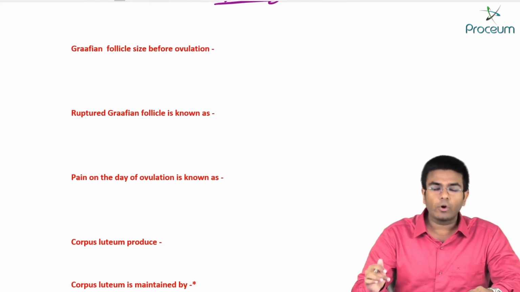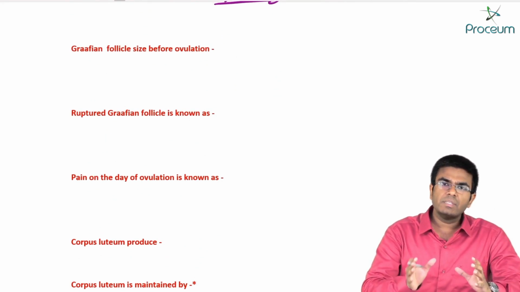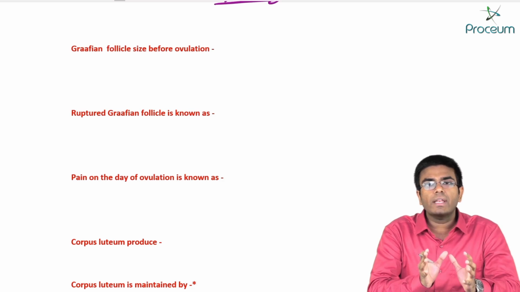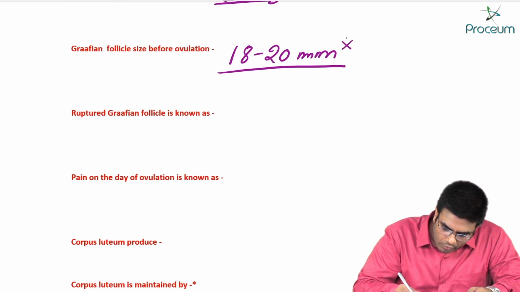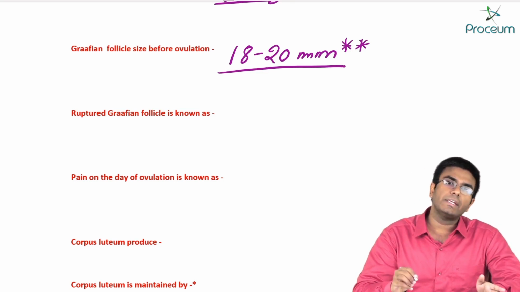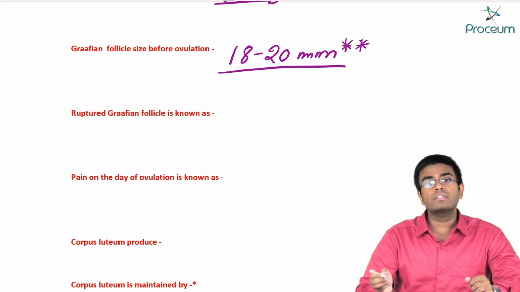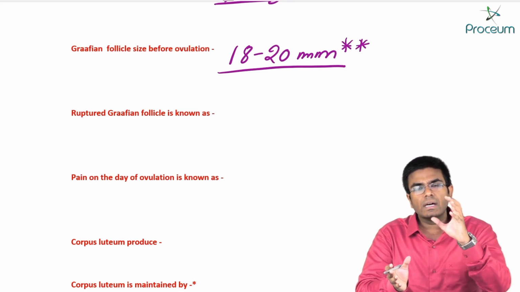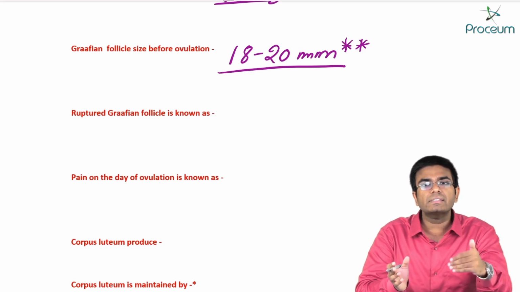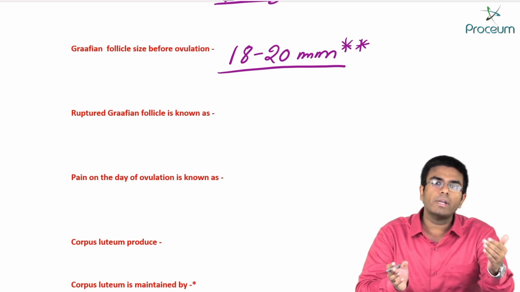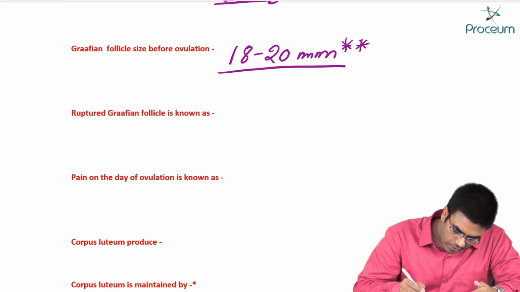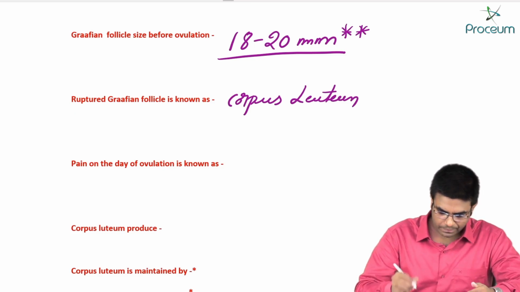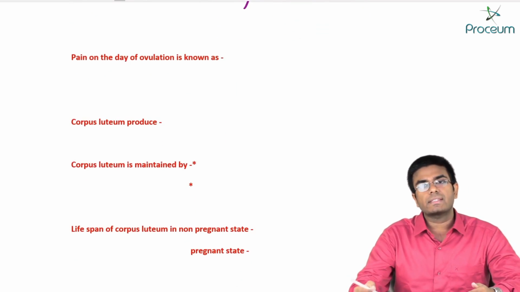Let's go. Graafian follicle size before ovulation. Guys, just before ovulation, the graafian follicle is almost 18 to 20 mm in size. Now, the ruptured graafian follicle is known as. So, during ovulation, what happens, guys? The graafian follicle will rupture and release the secondary oocyte as well as the first polar body. So, this ruptured graafian follicle will become the corpus luteum. Okay, the ruptured graafian follicle is known as the corpus luteum.